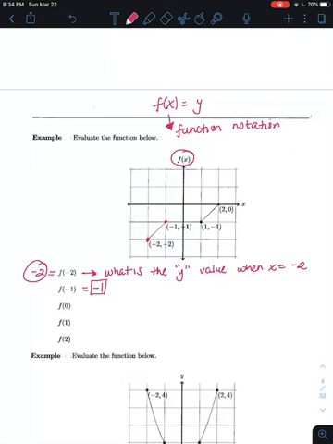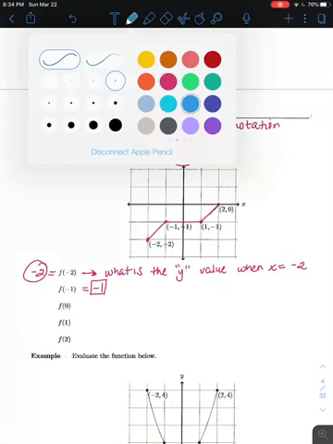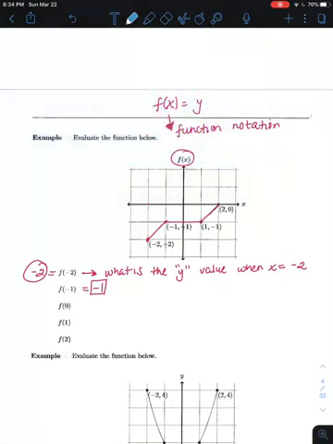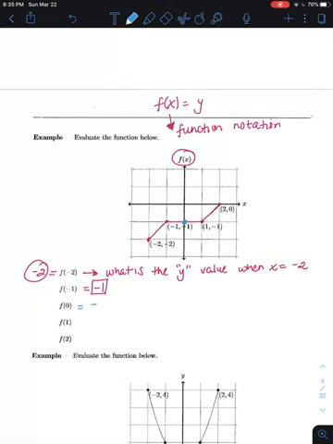F of 0. When x equals 0, it looks like this graph doesn't really show up that well, but this graph is connected. They didn't darken in the point when x equals 0, but if you read it off the graph, x equals 0 is in the middle. That corresponds to a y value of negative 1. F of 1 has a y value of negative 1 also. And then f of 2. So when x equals 2, the y value is 0.